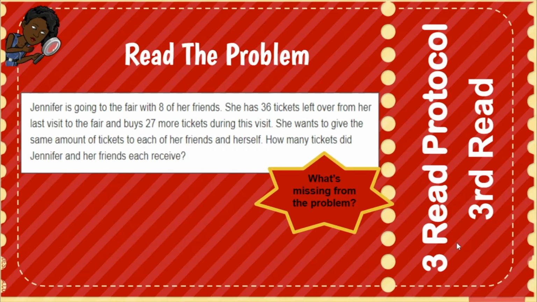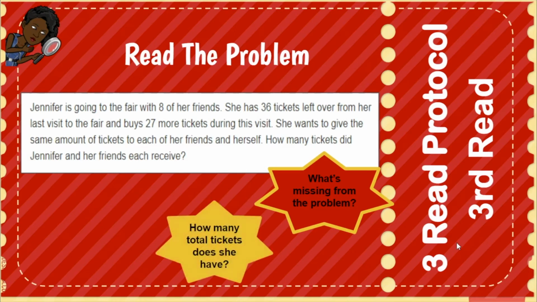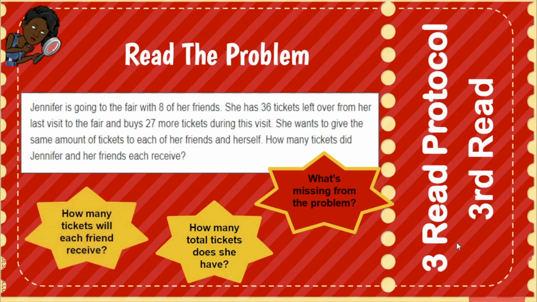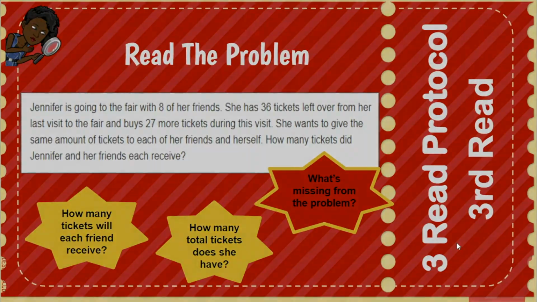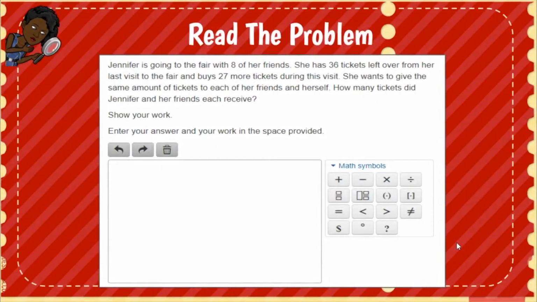Here are a couple questions I came up with. How many tickets does she have? How many tickets will each friend receive? This is a visual of the entire problem. This is the way your problem will look virtually. You will be given a space to explain your work, and you will also be able to enter equations in the space using the equation editor located on the right side of your workspace.